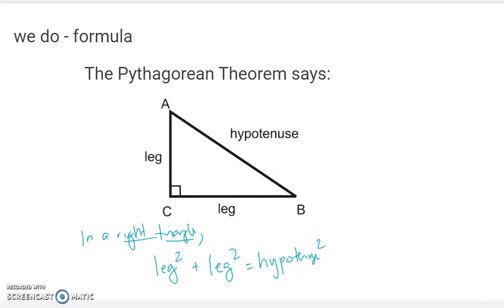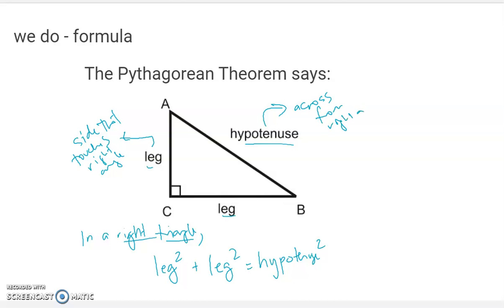This is how I think of it. I don't like that ABC business. I think it's complicated. This is what we need: leg squared plus leg squared equals hypotenuse. And if you need to write these new vocabulary words down, a leg is a side that touches the right angle, and the hypotenuse is the side across from the right angle. Doesn't touch it. Those are important vocabulary words to know. They'll come up a lot.